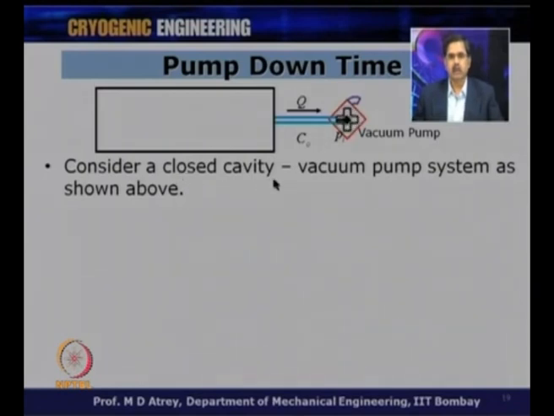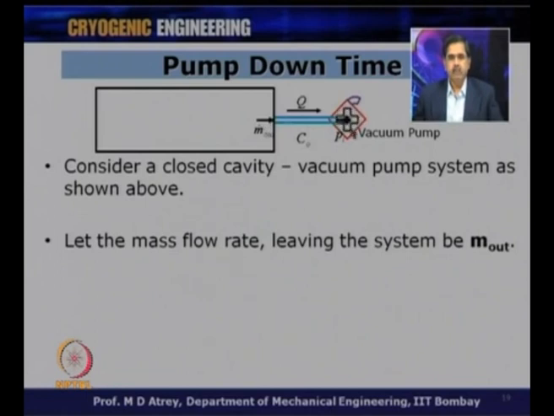Consider this closed cavity vacuum pump system, and we have two parameters. Let the mass flow rate leaving the system be m dot out, and this is my system to be vacuumed. This is my piping, which has an overall conductance C0. The throughput is Q, and this is PI, the pressure, or the vacuum level, at the vacuum pump.